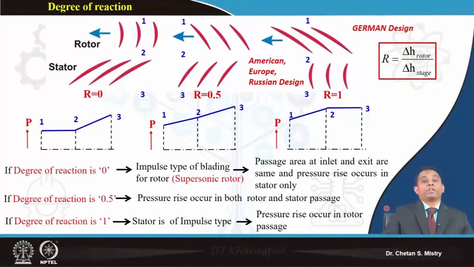So one parameter we discussed in the last lecture was the diffusion factor. Today we have introduced a new parameter called degree of reaction. We will be discussing more parameters as we go along.